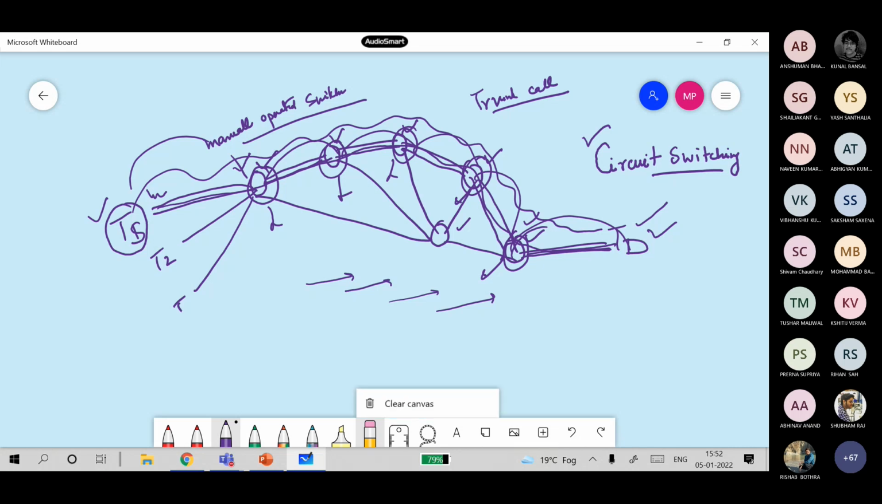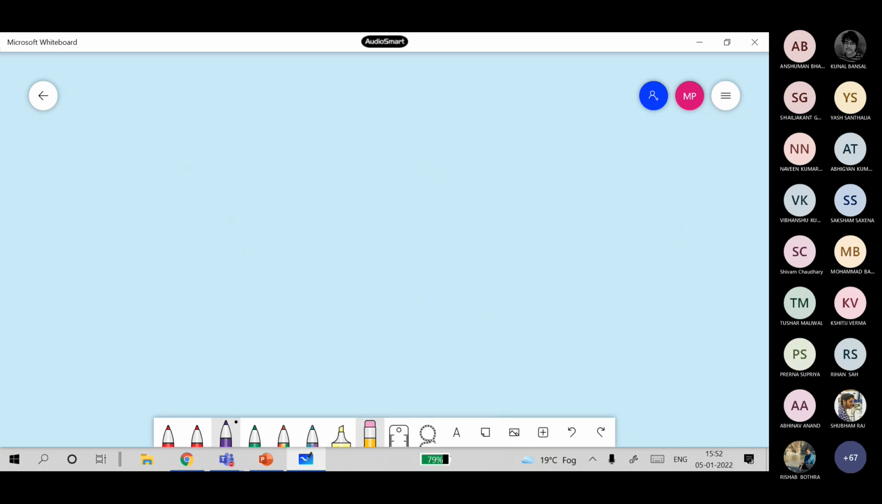Now, in comparison to telephone network circuit switching, what we use in our computer network or internet, the concept is packet switching.